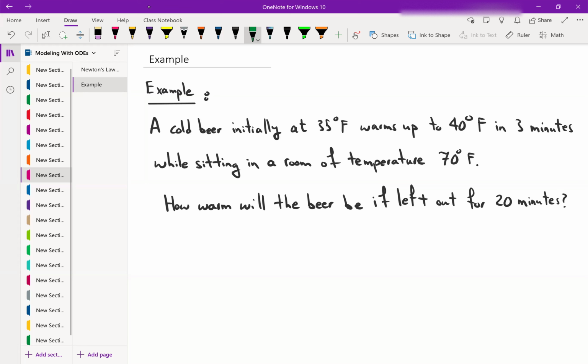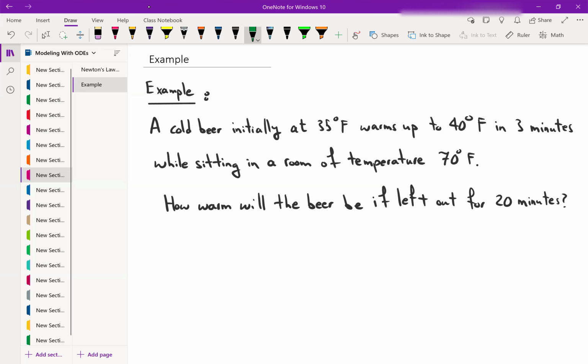Okay, while sitting in a room of temperature 70 degrees Fahrenheit. So the ambient temperature, the temperature of the room, our T0, big T0, is 70 degrees. And we have our cold beer inside the room, and the initial temperature is 35 degrees Fahrenheit, and after 3 minutes we have 40 degrees Fahrenheit.